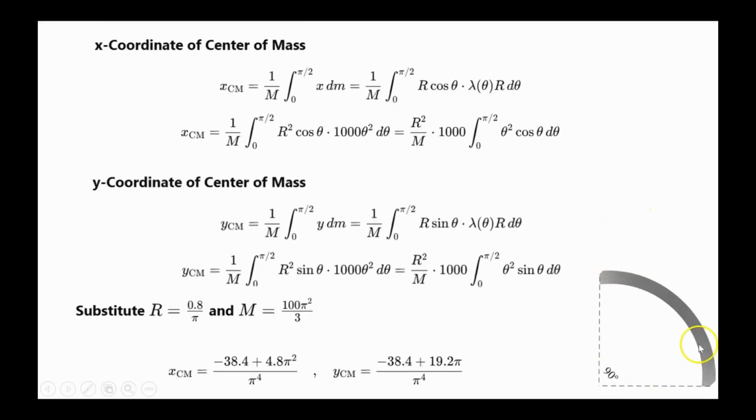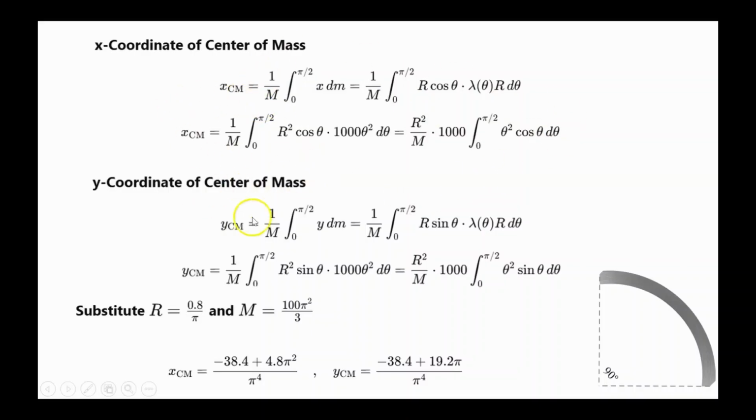Part B asks us to calculate the center of mass of this object. To do that, we break this object up into many small mass elements. The x position of the center of mass is equal to 1 over the mass of the rod times the integral of x dm. X represents the x position of a specific mass element. X equals r cosine of theta, dm equals lambda ds, and that results in this expression for the x center of mass.